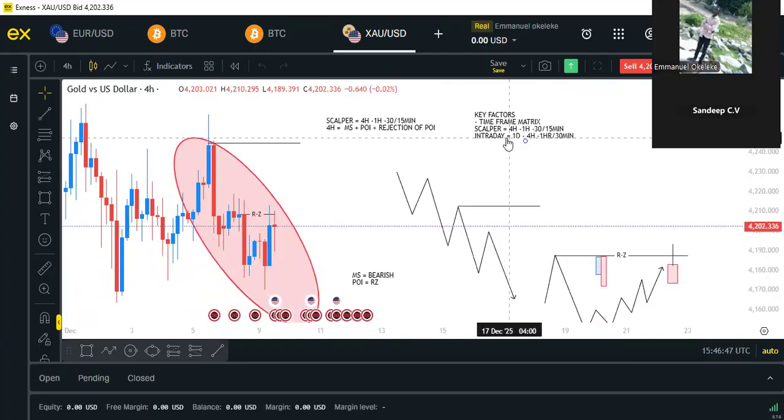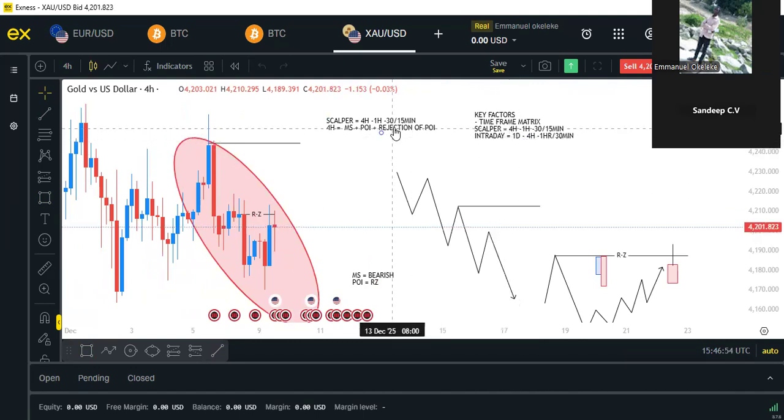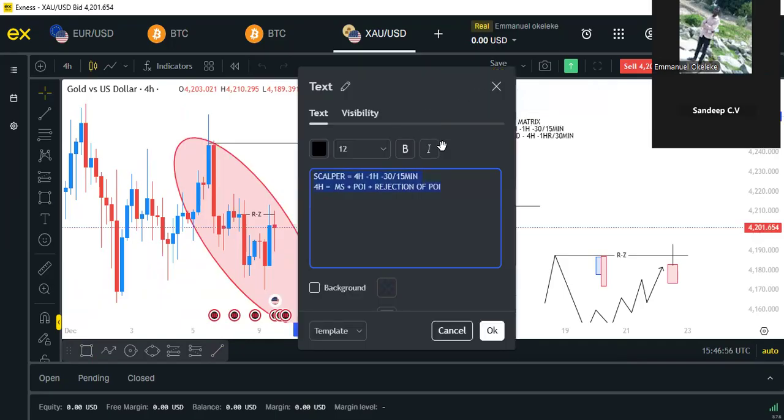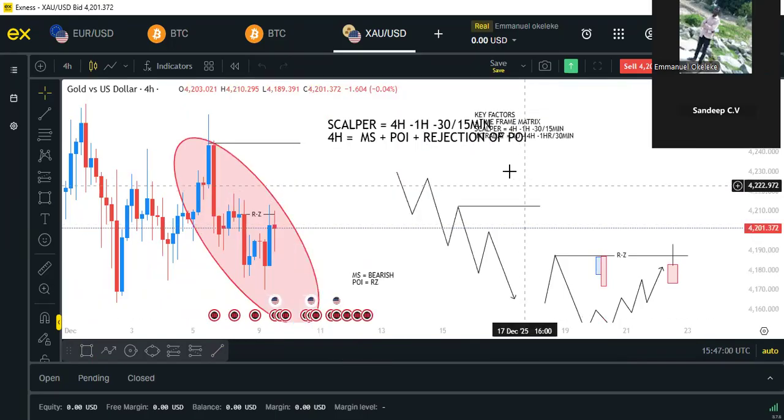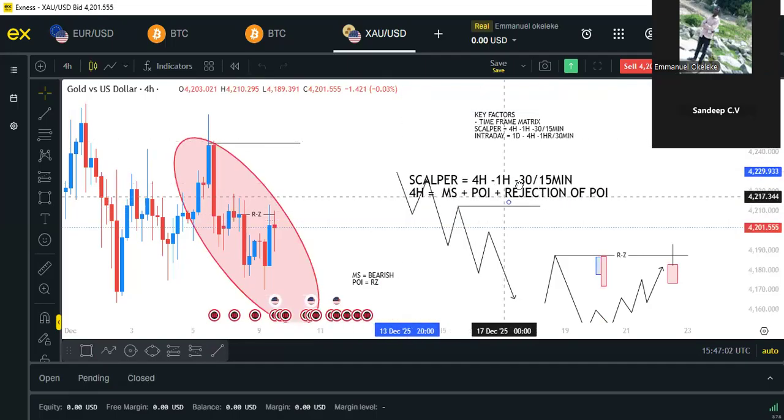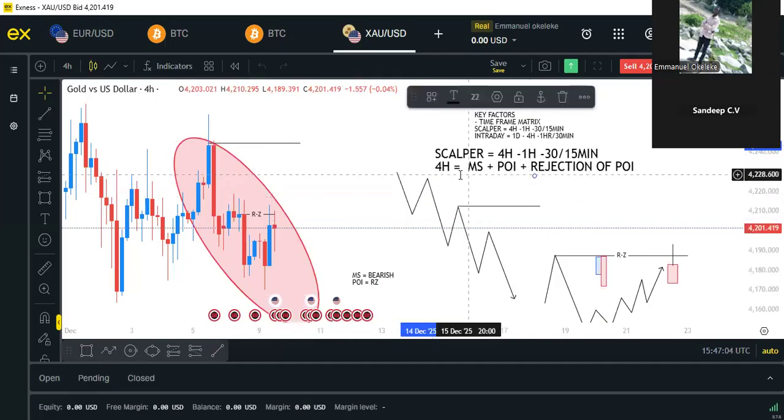I have one doubt here. That rejection candle should be on the 4 hour only, right? Yes, on the 4 hour. If you look over here, these are the criteria we look out for on the 4 hour. Yes. So before you leave the 4 hour time frame, you must make sure you have achieved all this: market structure, POI, and rejection of POI.